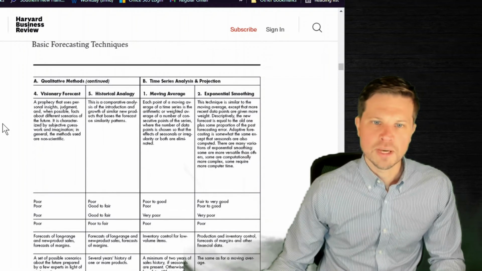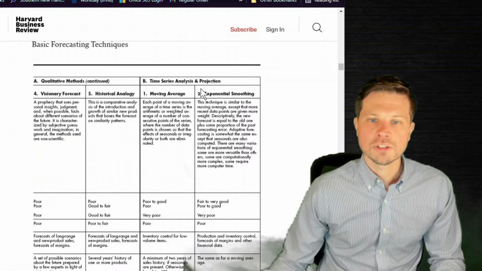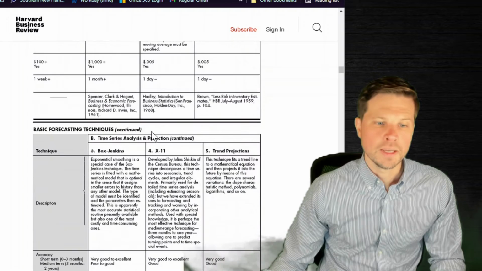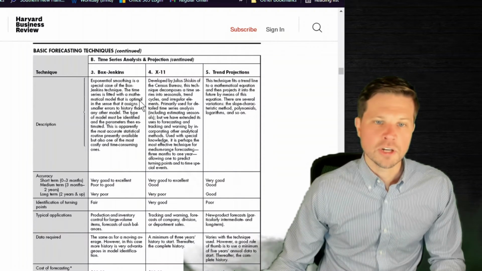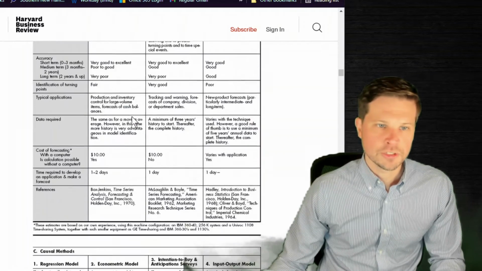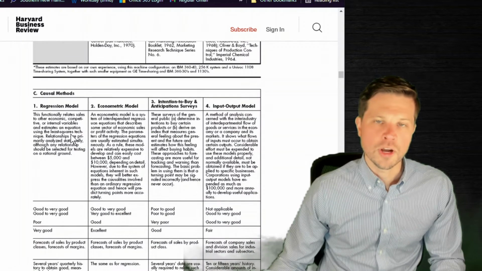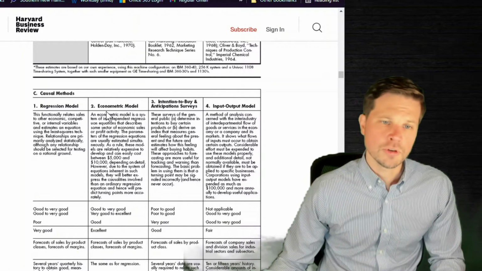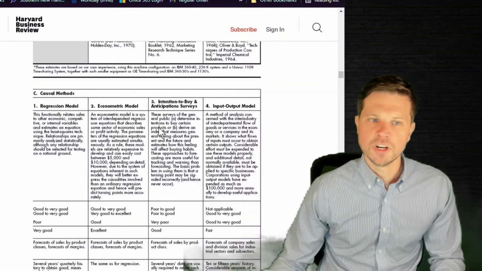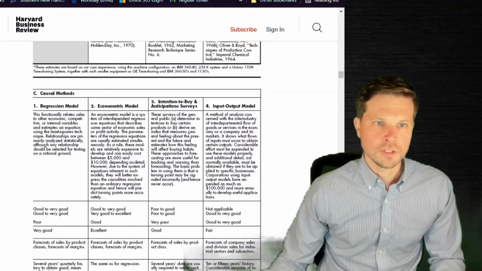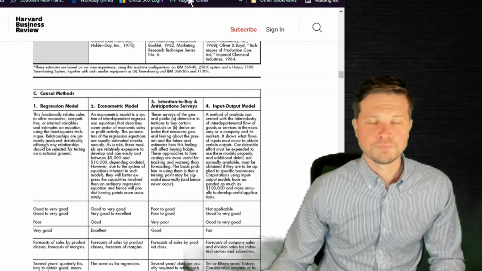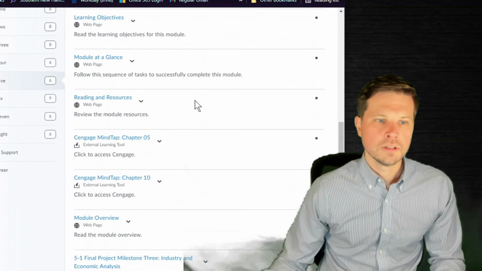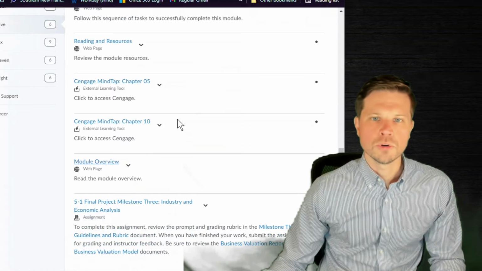Here's some more qualitative methods. Now, time series analysis and projection covers moving average and exponential smoothing. And more down here, Box-Jenkins, X11, trend projections. Causal covers regression analysis, which is a statistical type of method, and then it also covers econometrics and various others. But anyway, that's a really good article if you're interested and want to know more about that subject. All right, now let's take a look at the module overview real quickly.